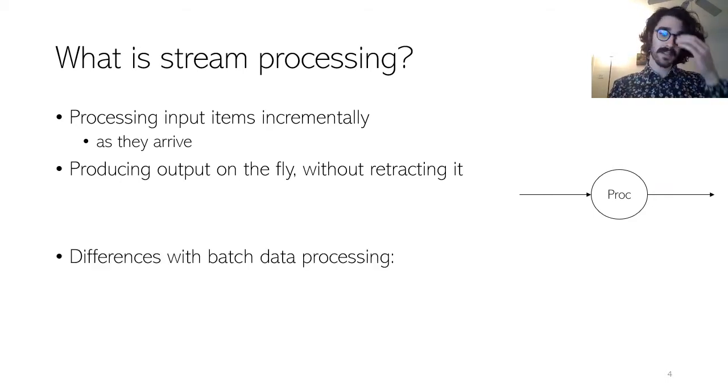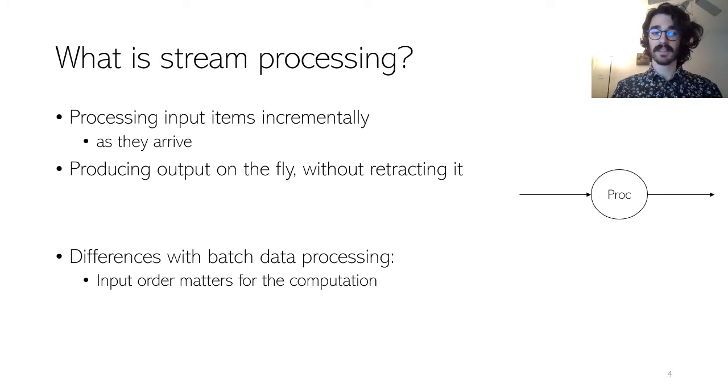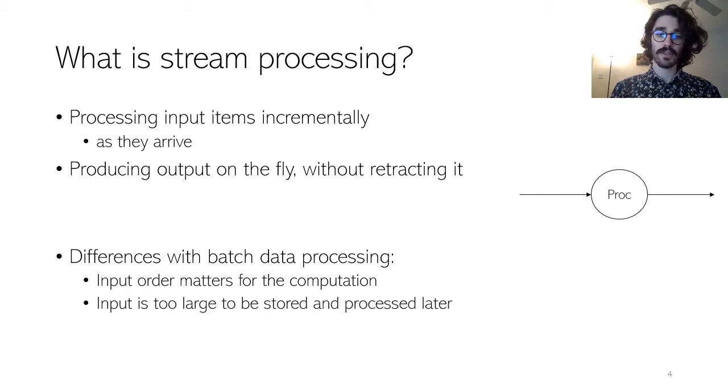Stream processing has some core differences with batch data processing. The input order matters for the computation. For example, a computation might perform interpolation on the items of the input stream. The input is often too large to be stored and processed later, so it has to be processed on the fly. And finally, output items need to be produced with low latency, so the system needs to be responsive and respond directly when it gets input.